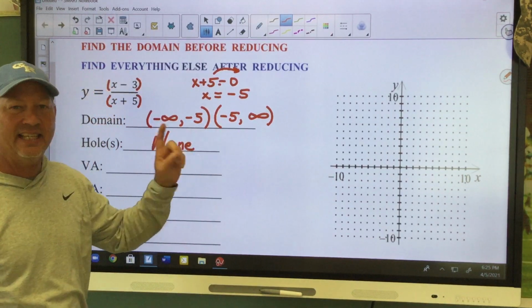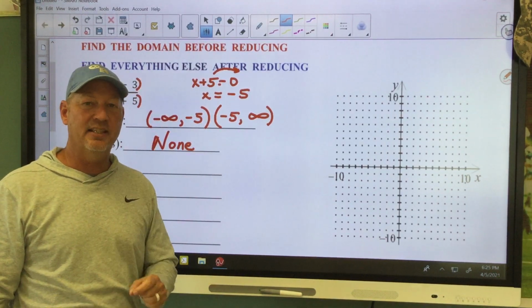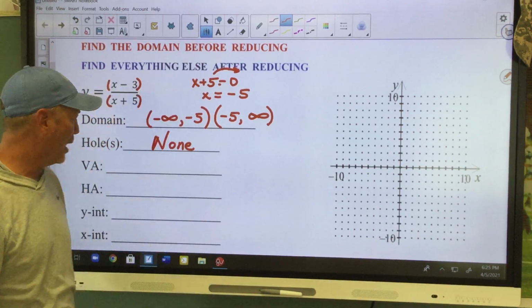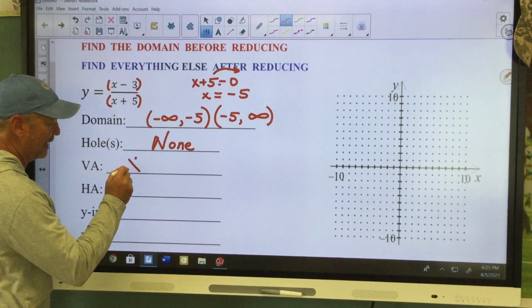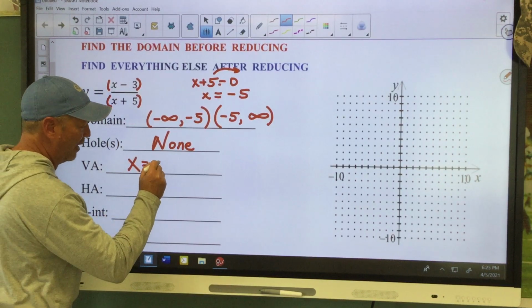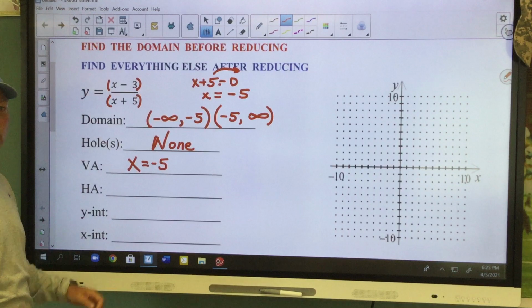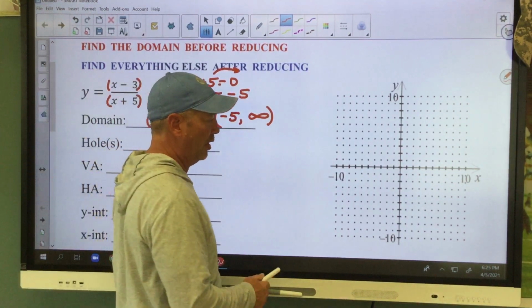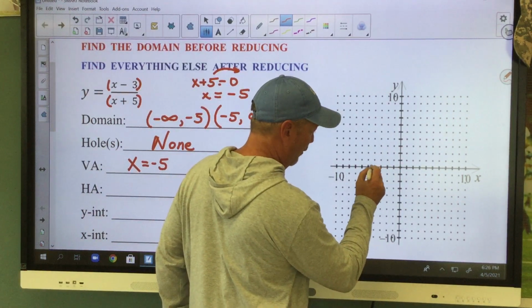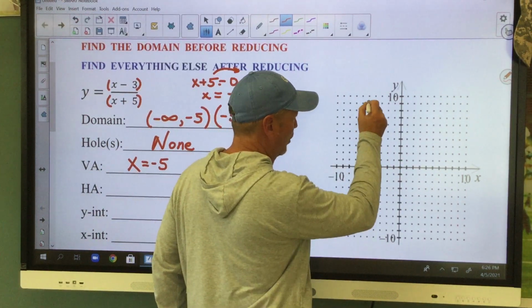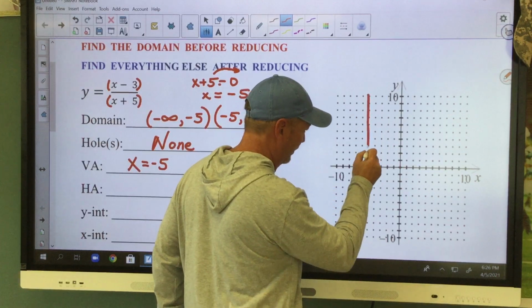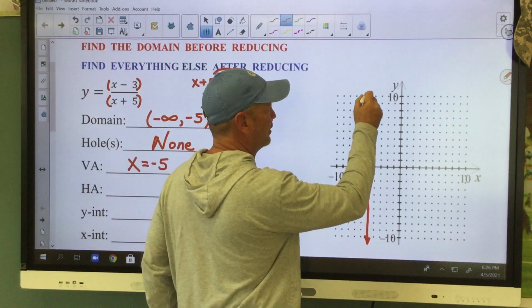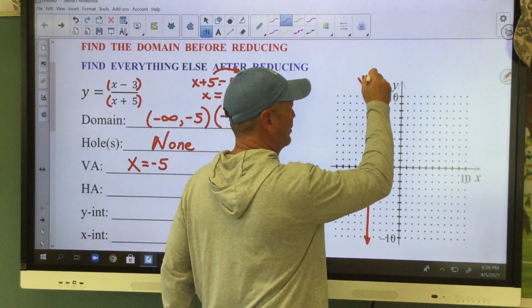We're going to say x equals negative 5. That is an equation of a line. That is the vertical asymptote. This is what we're going to write in our blank. X equals negative 5. It's a line, so we have to write it as a line. There's your equation of the line. So we're going to sneak over here and we're going to go 1, 2, 3, 4, 5. There's negative 5, so we're going to draw a line. And this will be my vertical asymptote.